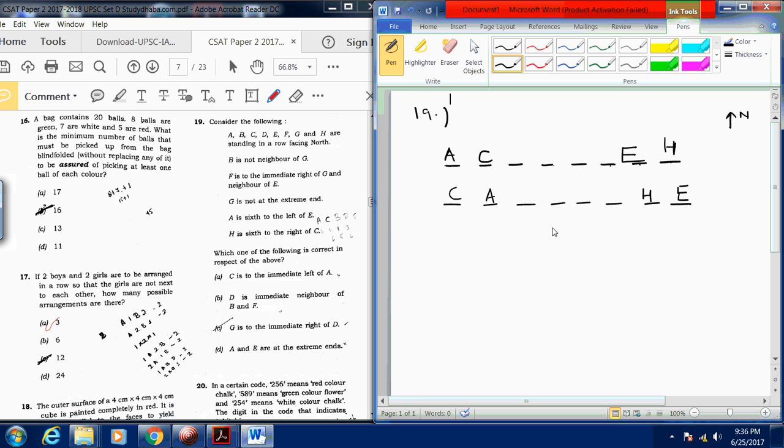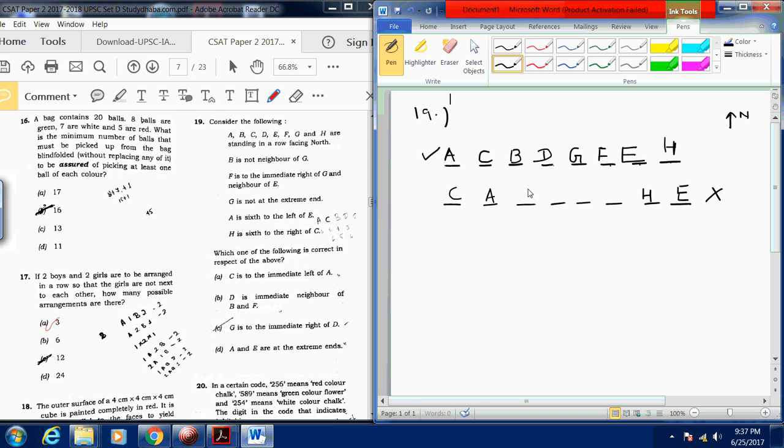Now G is not at the extreme end in both. You can see G is not at the extreme end. F is to the immediate right of G and neighbor of E. Now since F is a neighbor of E, this assumption is wrong because F you can't place anywhere to be a neighbor of E now. So here if I place F, F is a neighbor of E and he is to the immediate right of G, so G must be here. Now B is not a neighbor of G, so B has to be here, remaining is D.